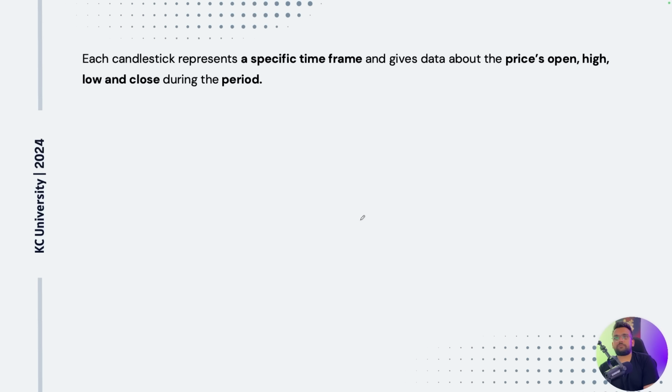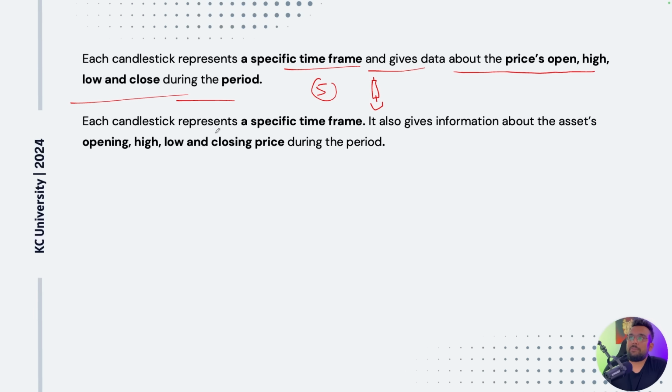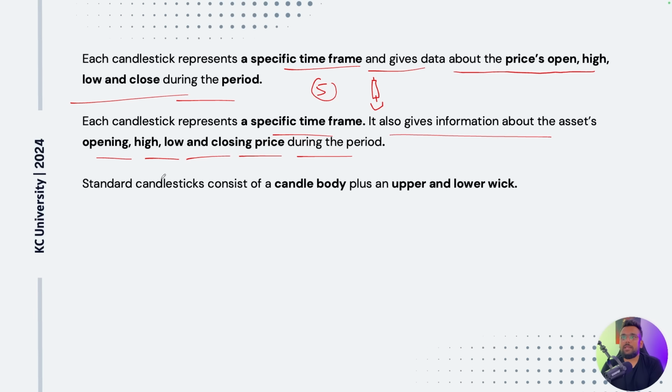All right, now each candlestick represents a specific time frame and gives data about price open, high, low, and close during that given period. On a 5-minute chart, of course, it will only show you 5-minute candles. That means every candle represents 5 minutes. If you're looking at a weekly chart, it's not going to show you a 5-minute candle, is it? It's going to show you a weekly candle, right? So each candlestick represents a specific time frame. It also gives information about the asset's open, high, low, and close during that period.